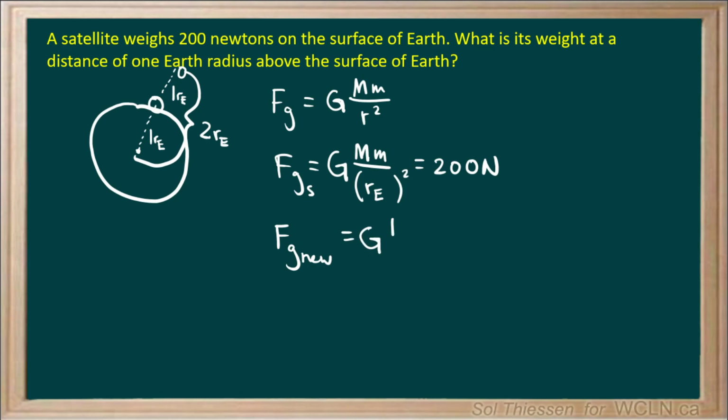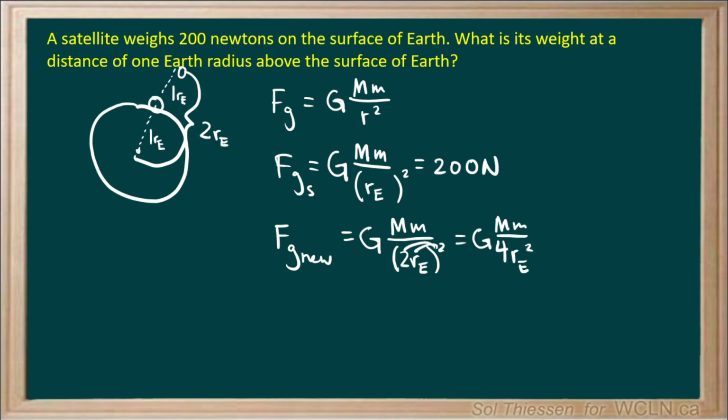So it'll still be G. The masses will remain the same. We'll have the big mass of the Earth, the small mass of the satellite. But instead we'll be dividing by 2 times the radius of Earth, and that'll be squared. So the distance between the centers of the two masses is now 2 Earth radii. So this is equal to G times mm over 4 times the radius of the Earth squared.